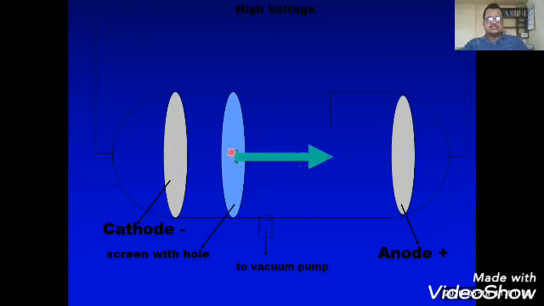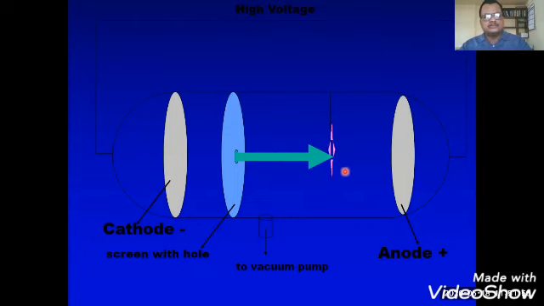So this is the cathode, this is a slit, this is the anode, and this is an outlet through which the air can be sucked out. And when a high potential difference is applied, around 10,000 volts, and the pressure inside the cathode ray tube is decreased to about 10 to the power of -4 atmosphere, then rays travel from the cathode toward the anode, and these rays were called cathode rays because it was believed that these rays originated at the cathode.